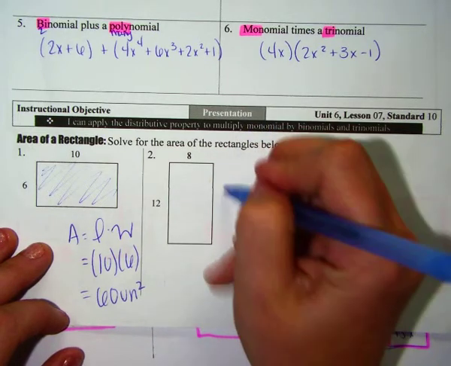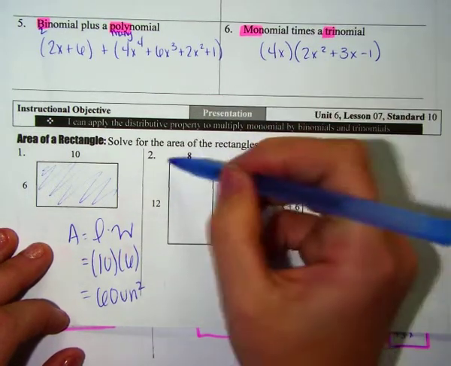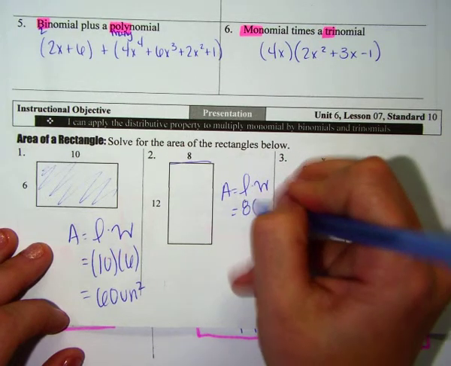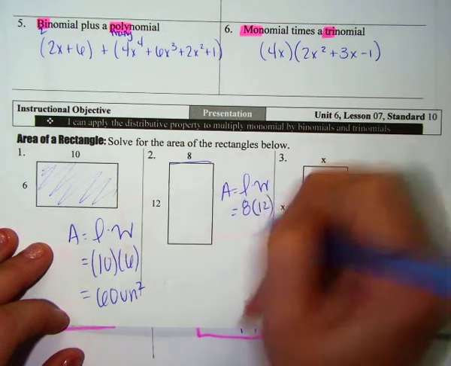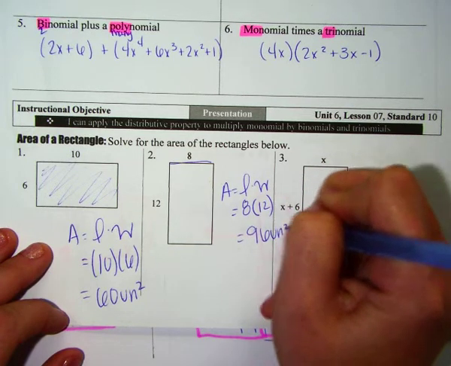Same thing for this one. Area is length times width, length being 8, width being 12. So the area of this one is 96 units squared.